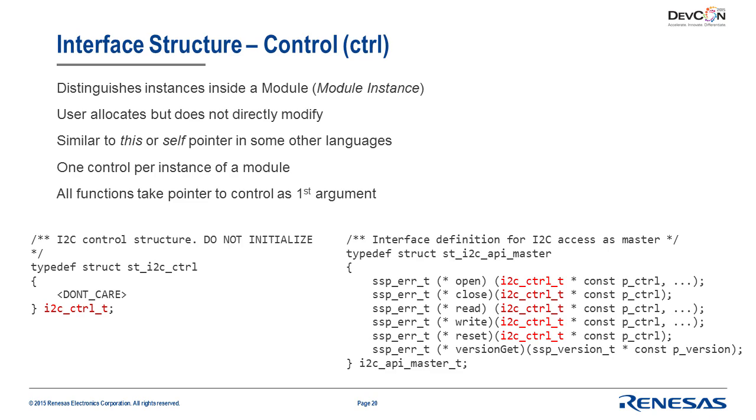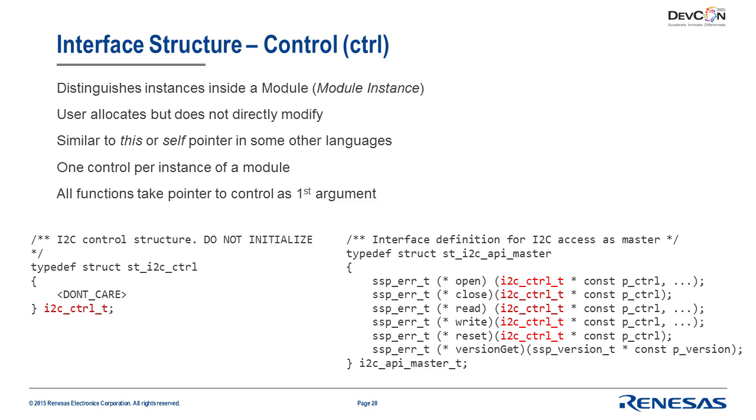Here's an example of one for the I2C interface. And if you'll notice, the contents there are don't care. And the reason I say that is because the user allocates this structure, but they do not directly modify it. You pass it in to our module, it uses it, and then you get it back. The user should never be directly modifying the control structure. And it's similar to this or self in some other languages if you're familiar with that.